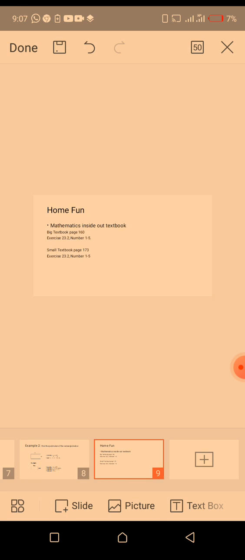Now, I will need you to go home with this homework. You all are with your mathematics textbook, that is your Mathematics Inside Out textbook. For those of you that are using the big textbook, open to page 160, exercise 23.2, number 1 to 5. And for those using the small textbook, you are to open to page 173, exercise 23.2, number 1 to 5. I think the difference in our textbooks is just the pages. So big textbook, page 160, small textbook, page 173.